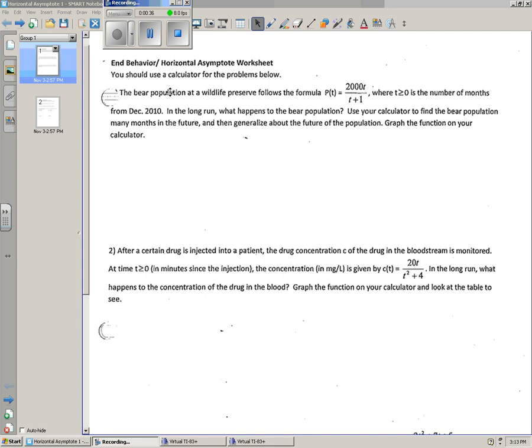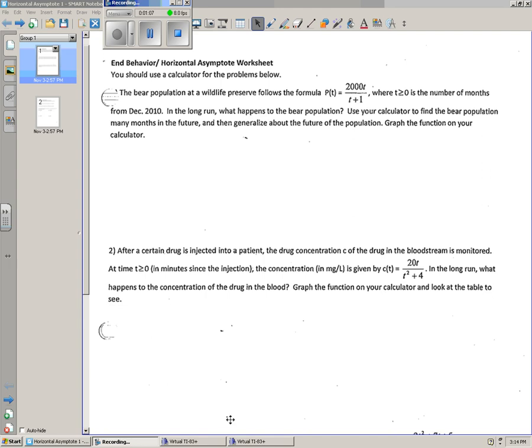Okay, so guys, there's some things that are important to understand before you enter anything into your calculator. The t is the independent variable, and it represents time. P of t is the dependent variable, the y, and that represents the bear population. So when we're asked in the long run what happens to the bear population, we're really asked when t is a very large number, so a lot of months in the future, what can we say about the y values?